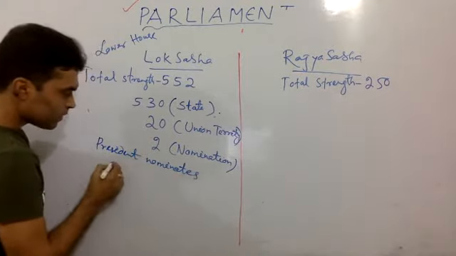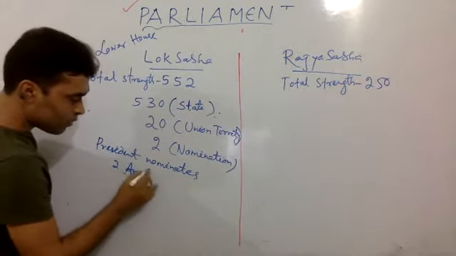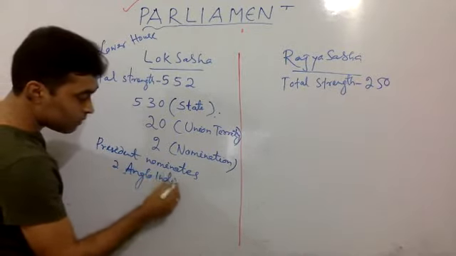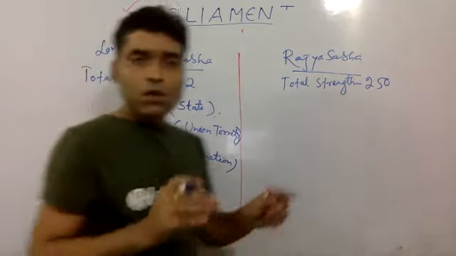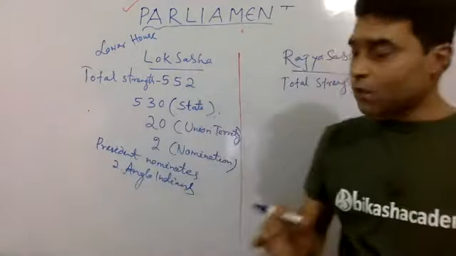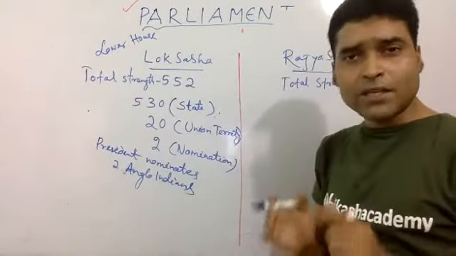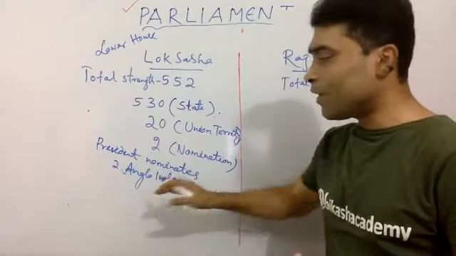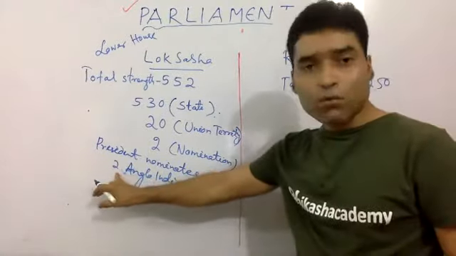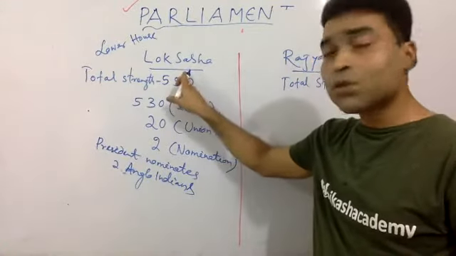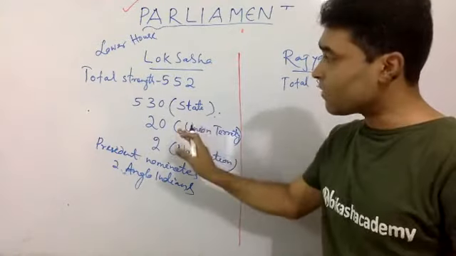President nominates two Anglo-Indian members, right? Two Anglo-Indian members. This is the point you have to remember. When the President realizes that in Lok Sabha there is not enough representation from Anglo-Indians, only then can the President nominate two members to the House of Lok Sabha, or lower house of Parliament, right? I hope this is clear.